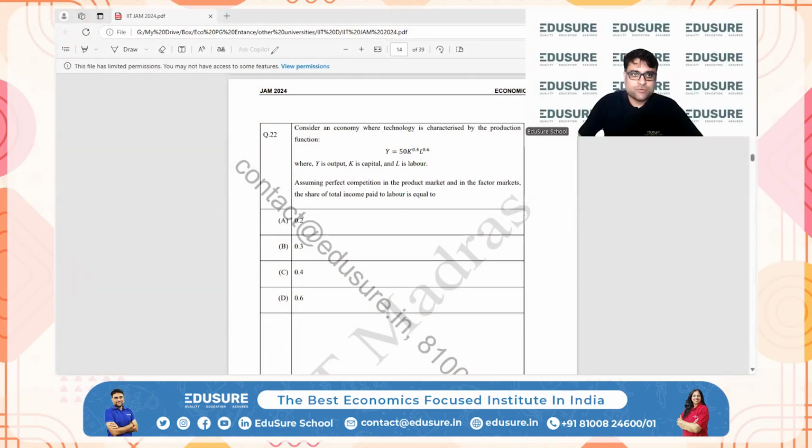IIT JAM 2024 question number 22. Consider an economy where technology is characterized by the production function Y is equal to 50 into K to the power 0.4 L to the power 0.6. Assuming perfect competition in the product market and in the factor markets, the share of total income paid to labor is what? So K to the power 0.4 L to the power 0.6.